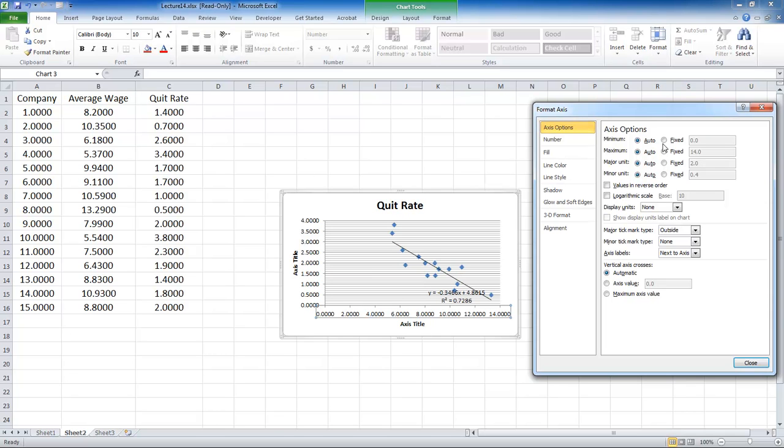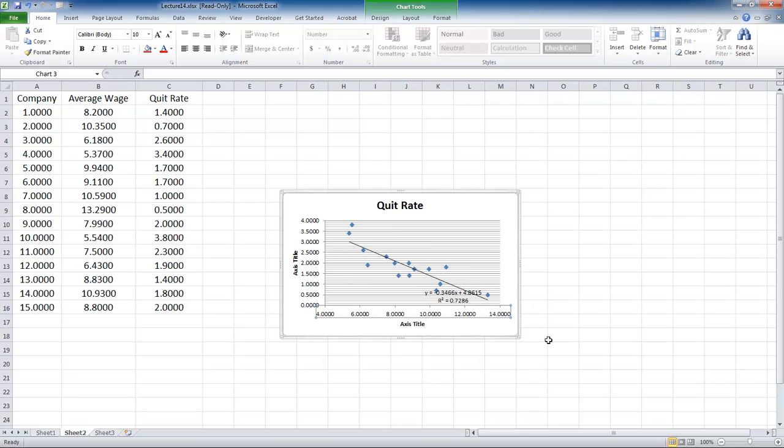Whether you're using a Mac or PC, when you click on Axis, Format Axis, you're going to get a little menu like this. I'm going to click on the minimum value. This tells me the minimum and the maximum value. I'm going to change that from 0 to around 4. And notice it moves the table in.